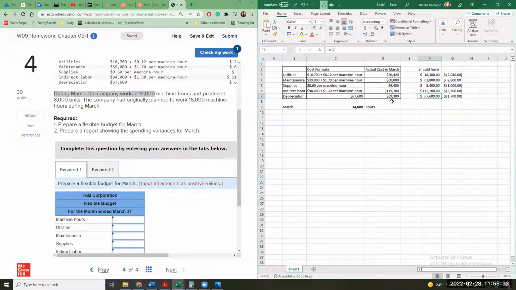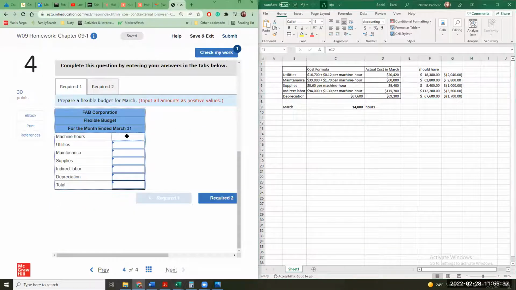But the actual cost was 69,300. So that's it. For the flexible budget, they asked for the machine hours, it was 14,000. Then utilities, I'm just gonna copy really fast all of these numbers. And the total.